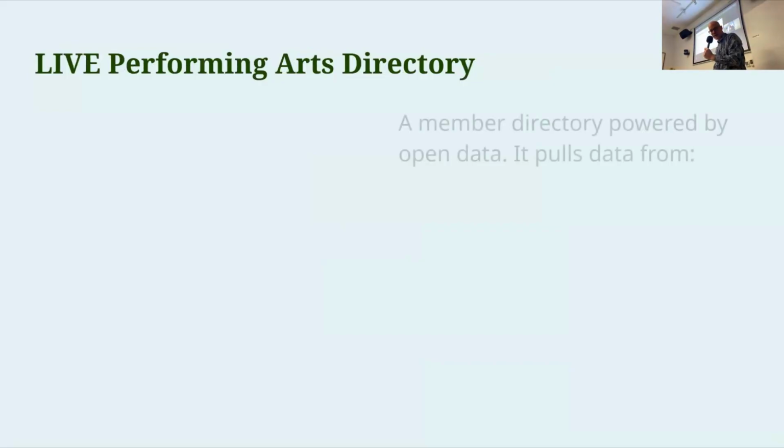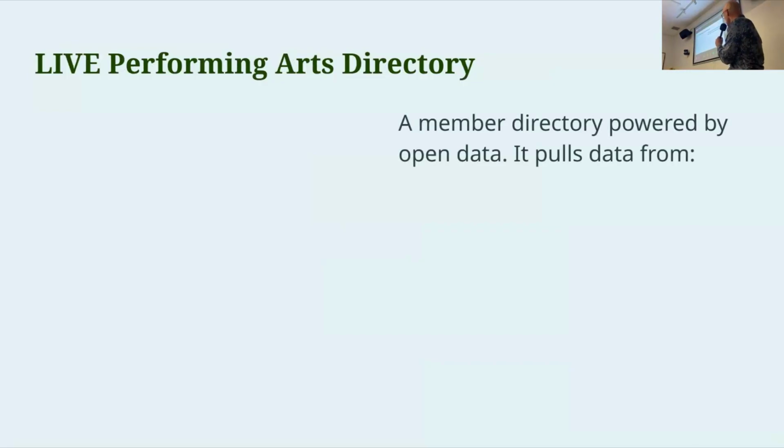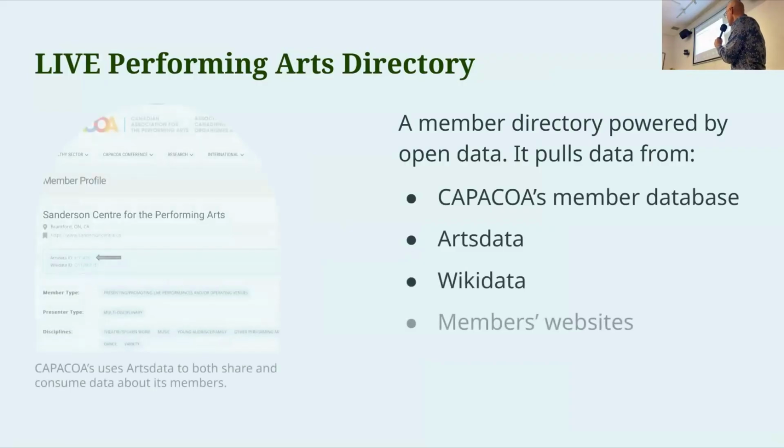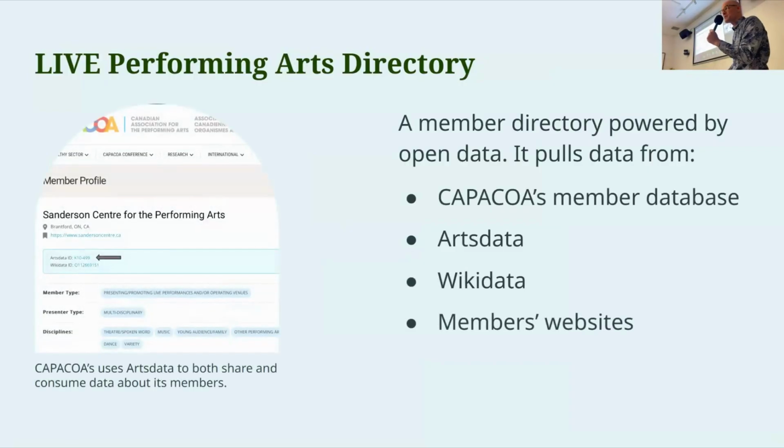And finally, the Live Performing Arts directory. It's Capitalist member directory, and it pulls data from our own member database, from Artsdata. It pulls data from Wikidata as well, and our members' websites. So whenever there is event data available, we also display that in our calendar.